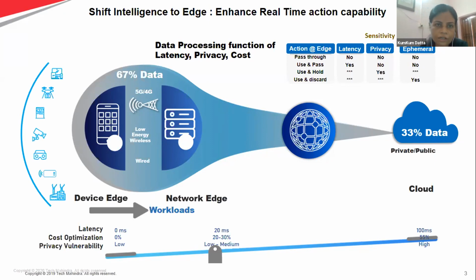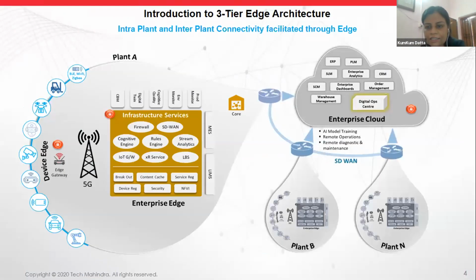Okay, so in these kinds of scenarios, we definitely need to shift the intelligence to the edge. And that's where this kind of three-tier architecture is being worked on. And we from TechM heavily propound this kind of architecture, where there is an enterprise edge and the infrastructure services, along with all the breakouts and the content caching, happening on the MEC node, and all our ERPs and the PLMs of the world, the enterprise analytics, are taken care of over the cloud.